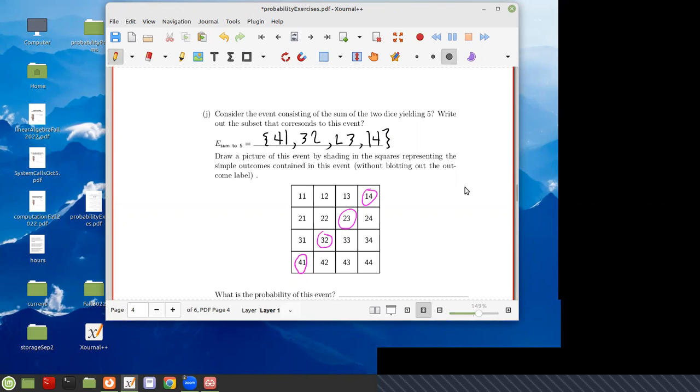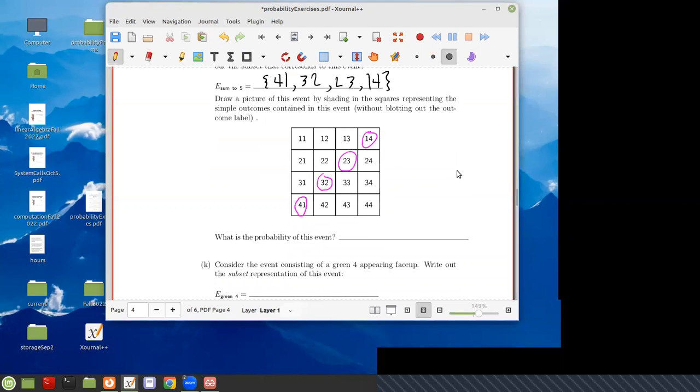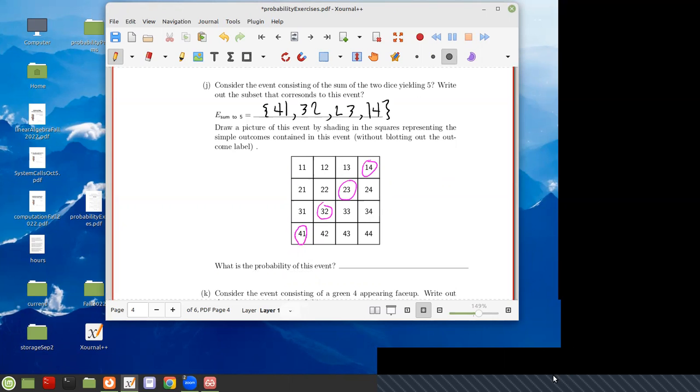Okay, so what's the probability of this event? Let me give you a moment to do that. Okay, so the probability is the number of elements in the event divided by the number in the sample space. So that's going to be 4 over 16, which equals 1/4. So if I was to roll the two dice, that's the prediction that 1/4 of the time on average, the result would be one of these four.